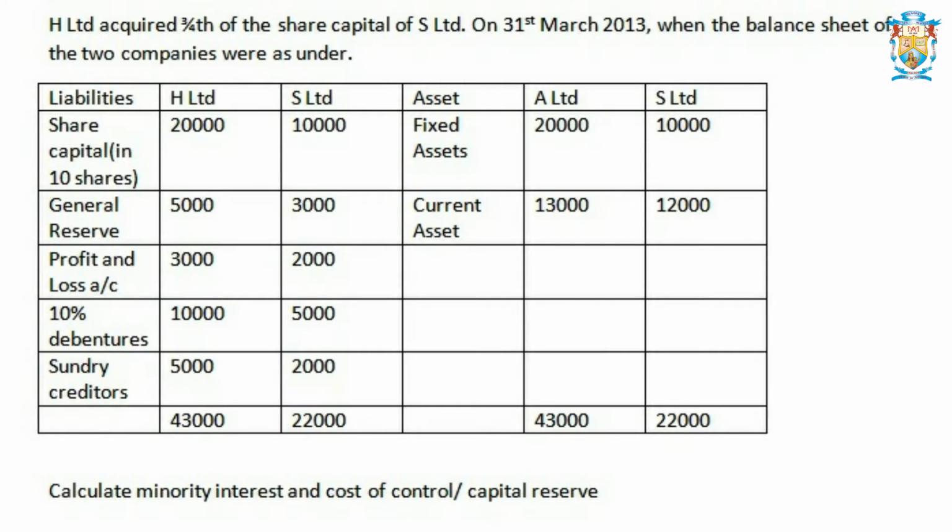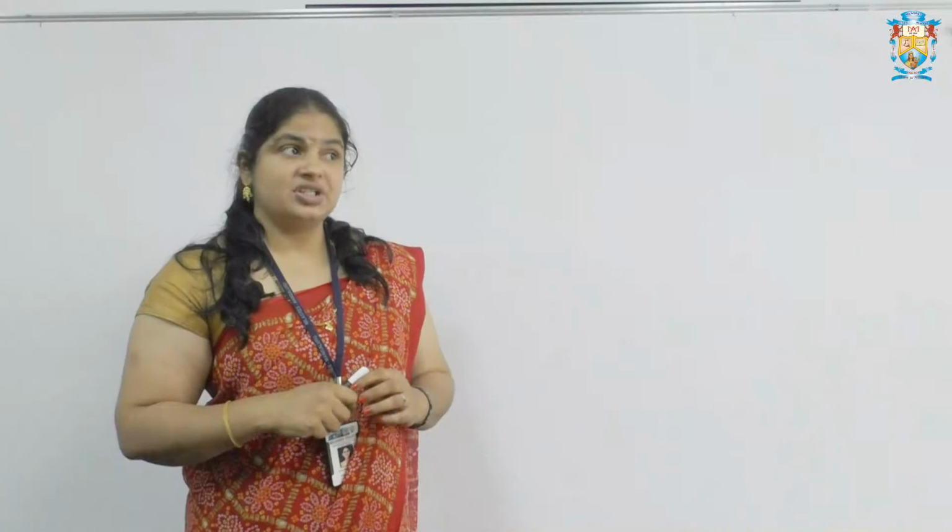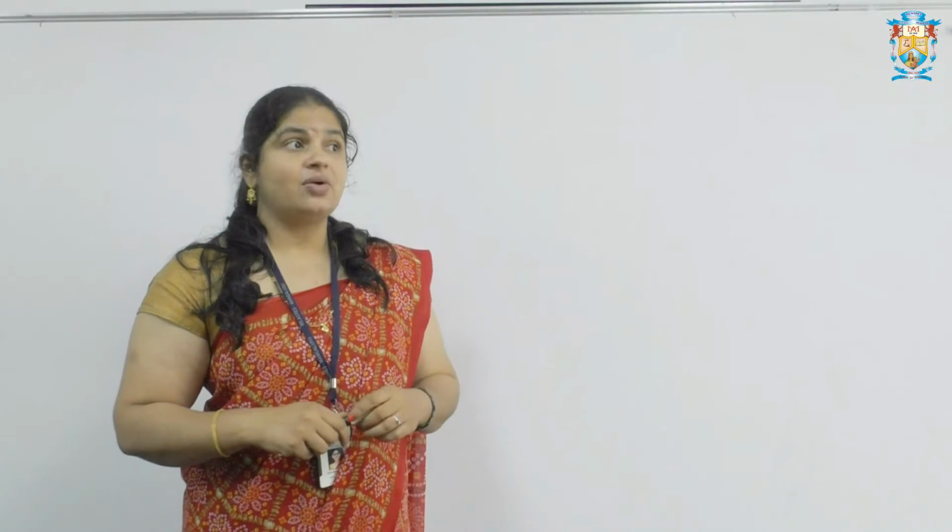Come to the asset side. Fixed asset is given 20,000 and 10,000. Current asset is given 13,000 and 12,000. Shares in S Limited is 10,000. So this is the information given. Then they have asked to calculate minority interest and cost of control.